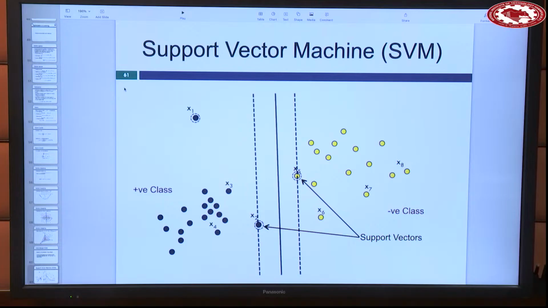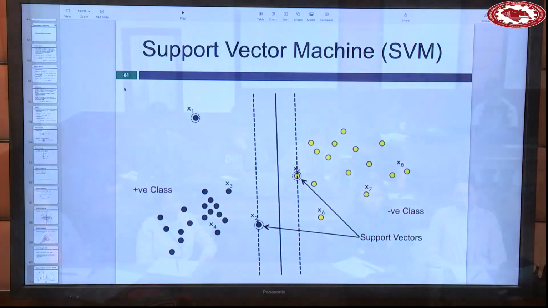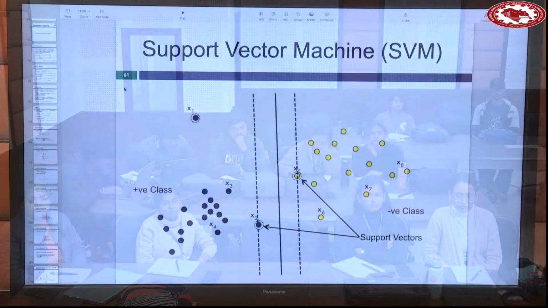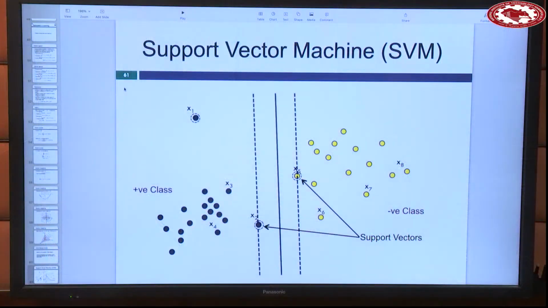What is the margin? Margin is basically the distance between the two closest points in different classes, and the data points which are on the margin line. By the way, we call it a plane, and a hyperplane in higher dimensions. The data points which lie on this marginal plane are called support vectors. What we call it? Support vectors. And support vectors are the data points only. So why do we call it support vector?